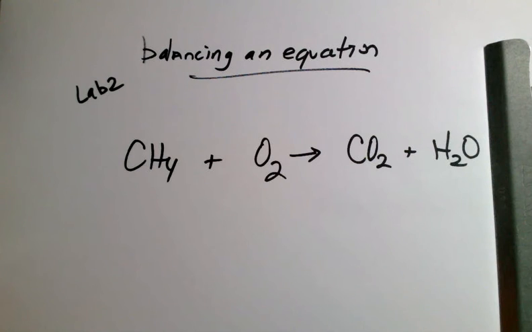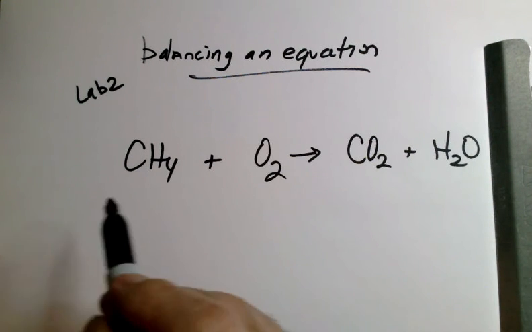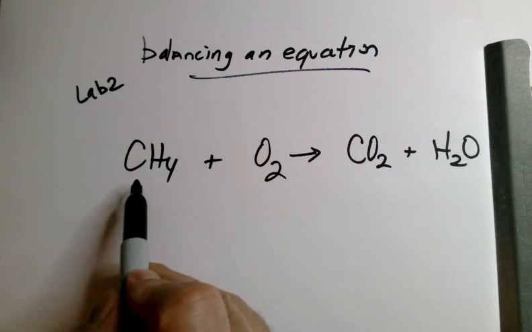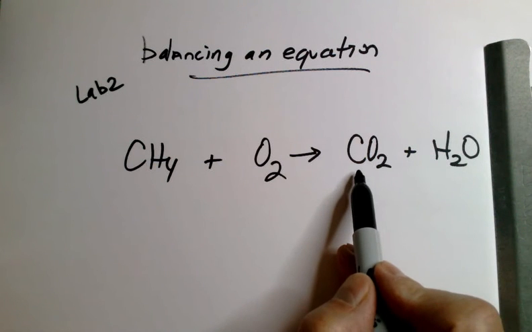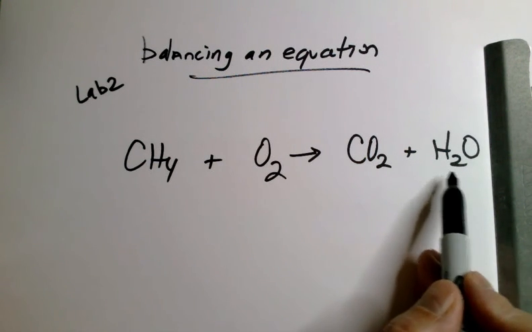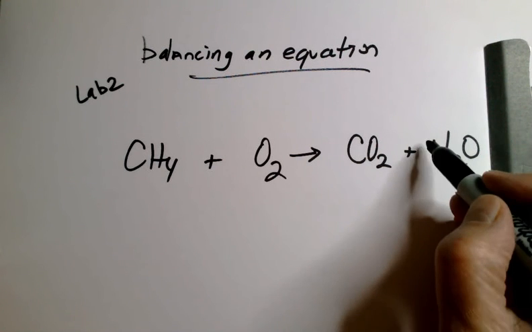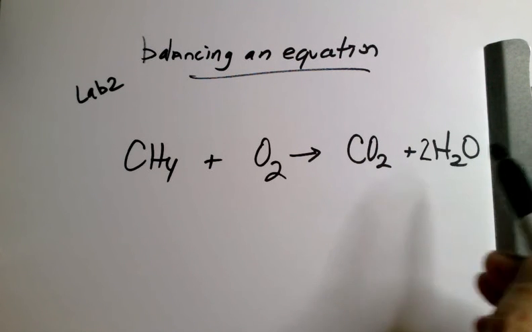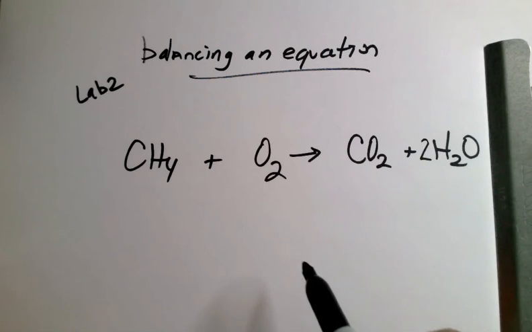So let's take a quickie look at this. This is really simple, but that's okay. We need to start simple. One carbon here, one carbon here. There are 4 hydrogens here. I see only 2 here. So we would have to use a coefficient in the front to make 4. 2 times 2 is 4.